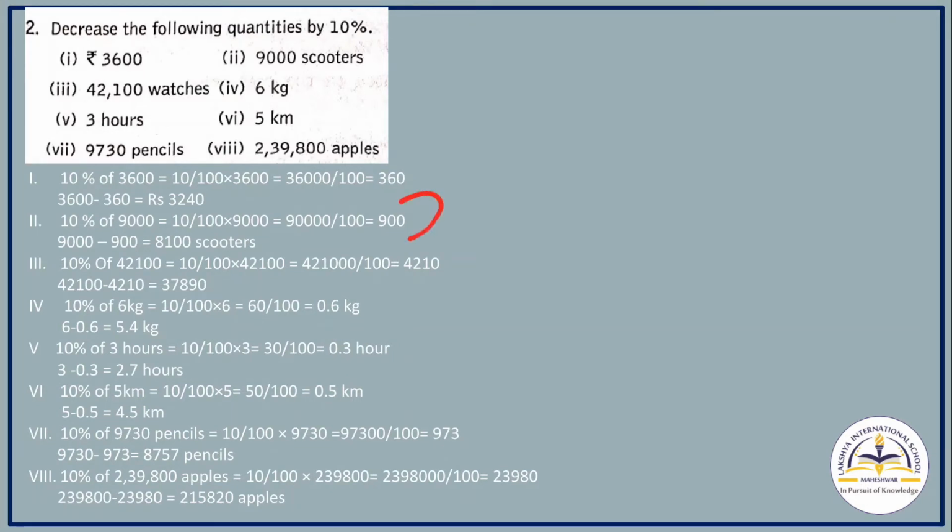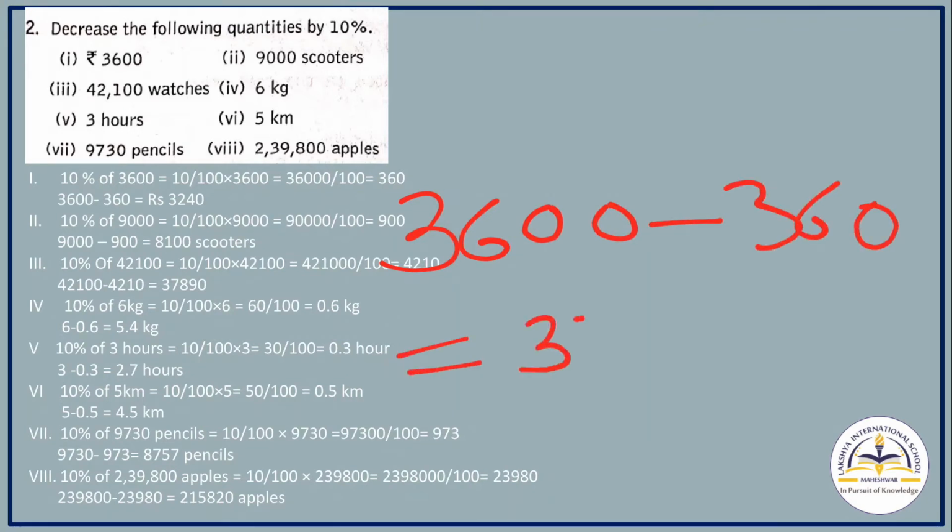Now we have to subtract 3600 minus 360. You will get 3240. So this will be the 10% decrease value for the given quantity which is given in the question.